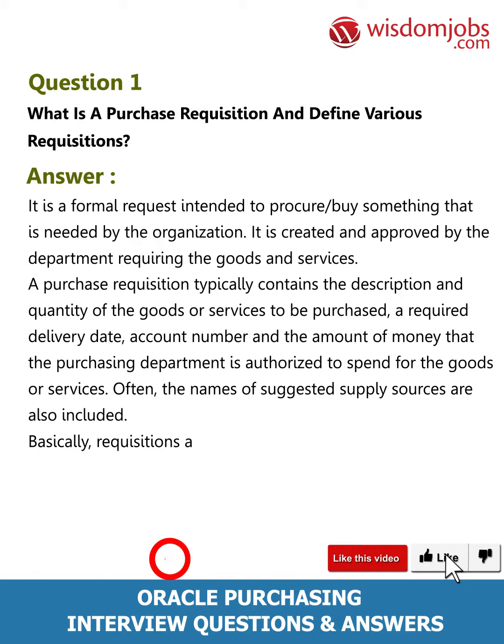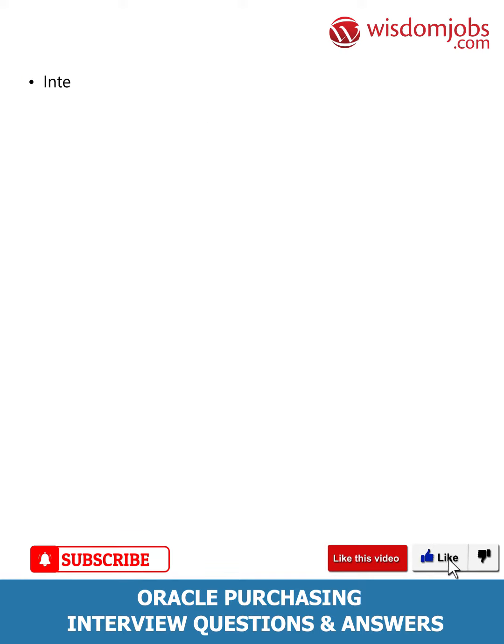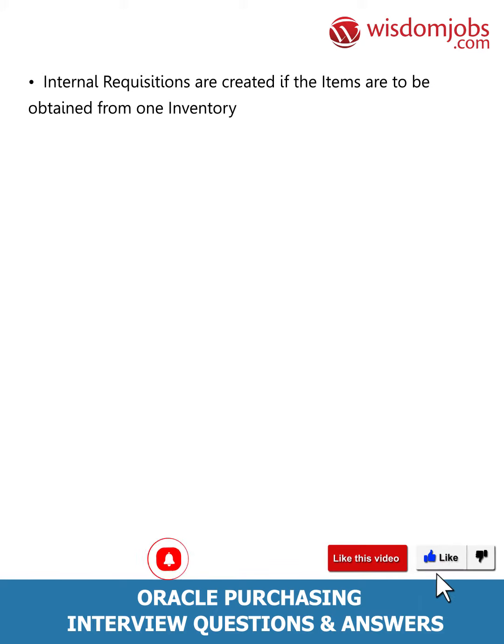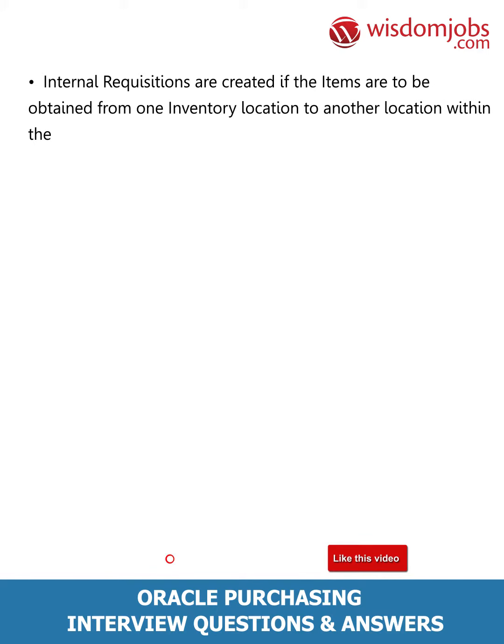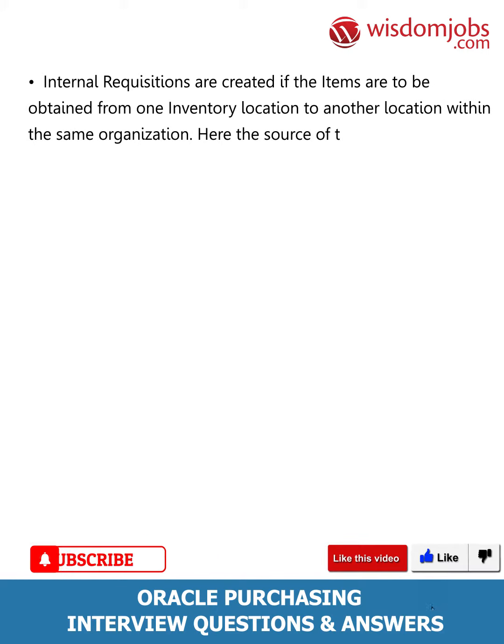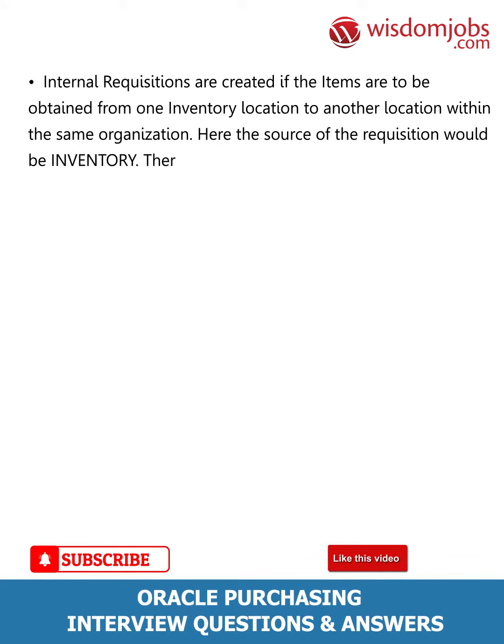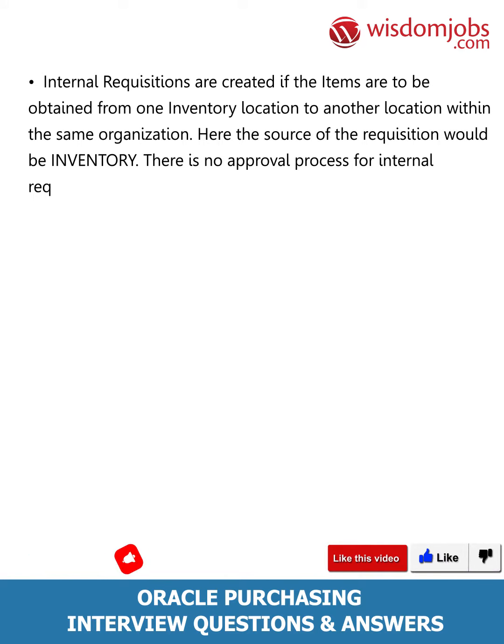Basically, requisitions are of two types: internal requisition and purchase requisition. Internal requisitions are created if the items are to be obtained from one inventory location to another location within the same organization. Here the source of the requisition would be inventory. There is no approval process for internal requisition.